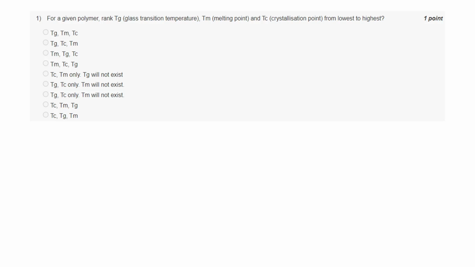And the second option. The second option is Tg, Tc, and Tm. Okay, we have one answer. Does anybody want to give it another try? Second option again? Okay, we have the same answer again. Anybody else? Does anybody have a different answer?